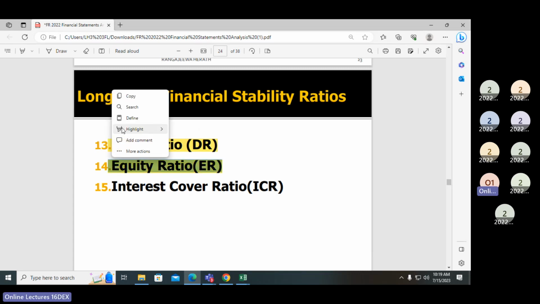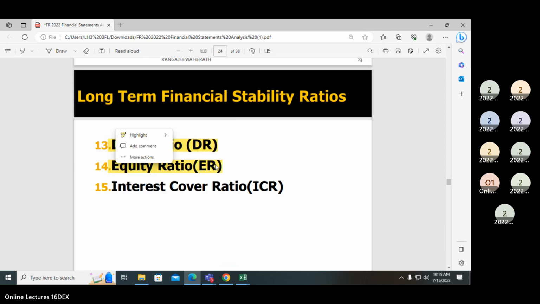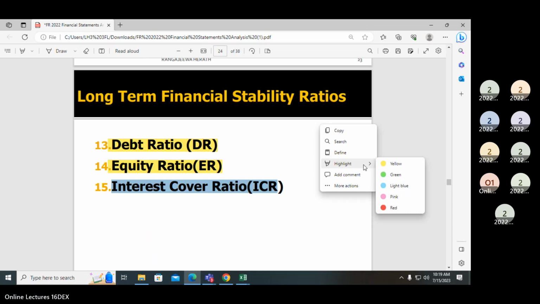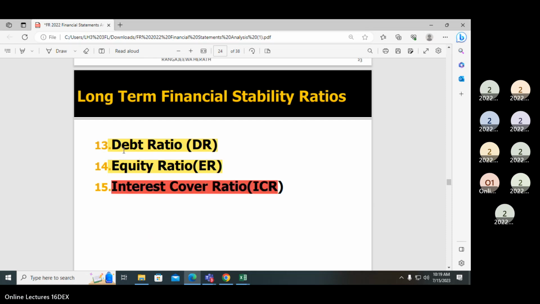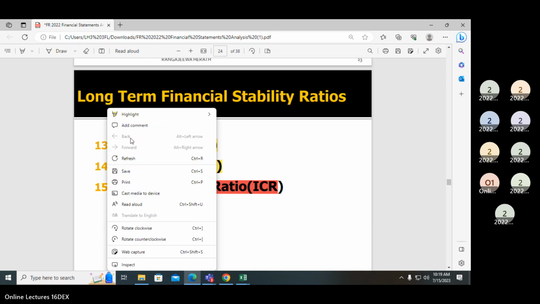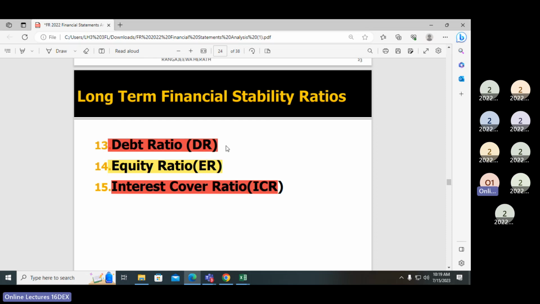When it comes to interpretation, we can use one of these two. Normally we take the debt ratio and interest cover together for the interpretation. If you know the debt ratio, the opposite is the equity ratio. And this is another thing: we don't interpret the debt ratio alone.